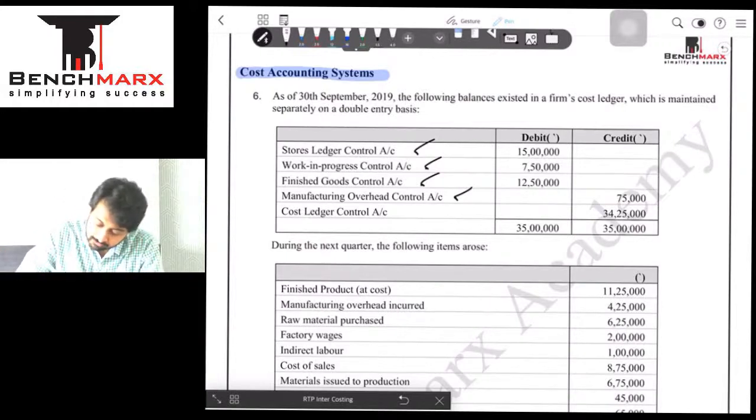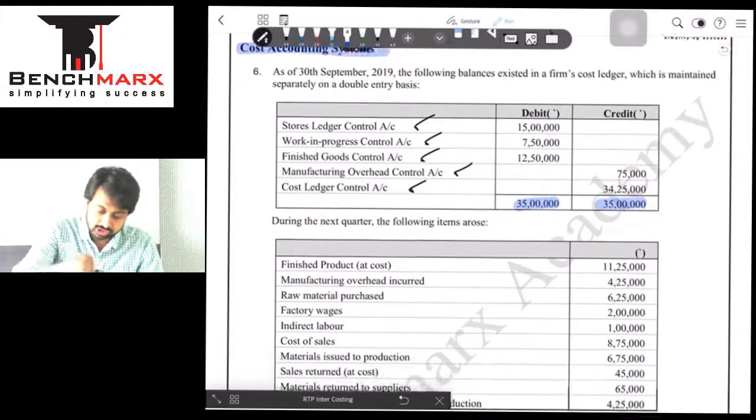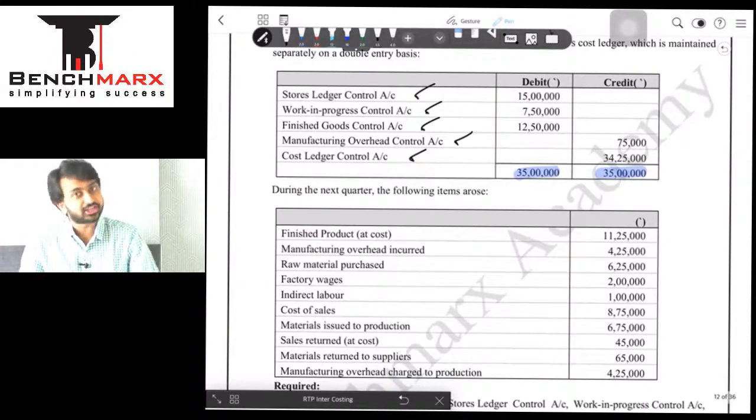ठीक है. Then we have a cost ledger control, which means ये अपना है GLA account. So you have a tally TB. Obviously the TB will be tallying, and these are my opening balances. And now we will start with the transactions.